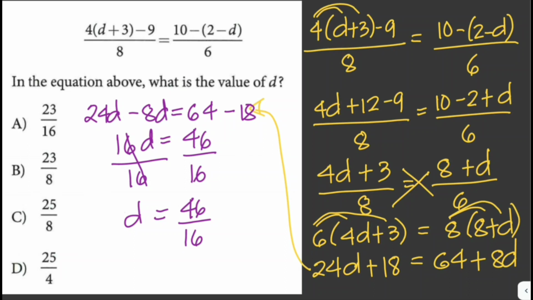Or we can further reduce this because we don't have 46 over 16 in our choices. So we can divide 46 over 16 by 2. So this is just equal to 23 over 8. And we have 23 over 8 here, which is letter B.